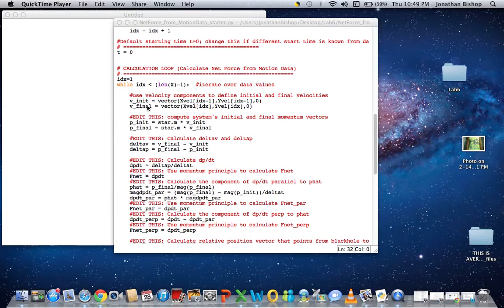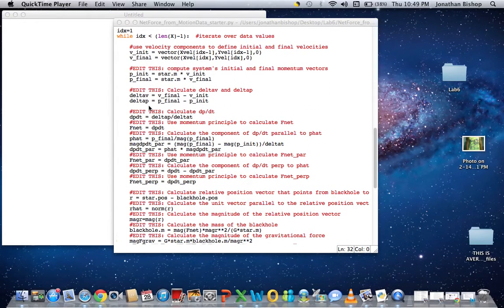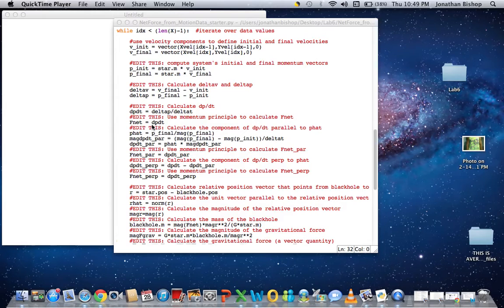Okay, so I have velocity initial and velocity final defined here. From this, I'm able to find P initial, which is momentum, and P final by just multiplying the star's mass by the velocity. And from this, I can find delta V and delta P. And then dP dt is basically the change of momentum over change of time. And according to the momentum principle, that is what F net is equal to.